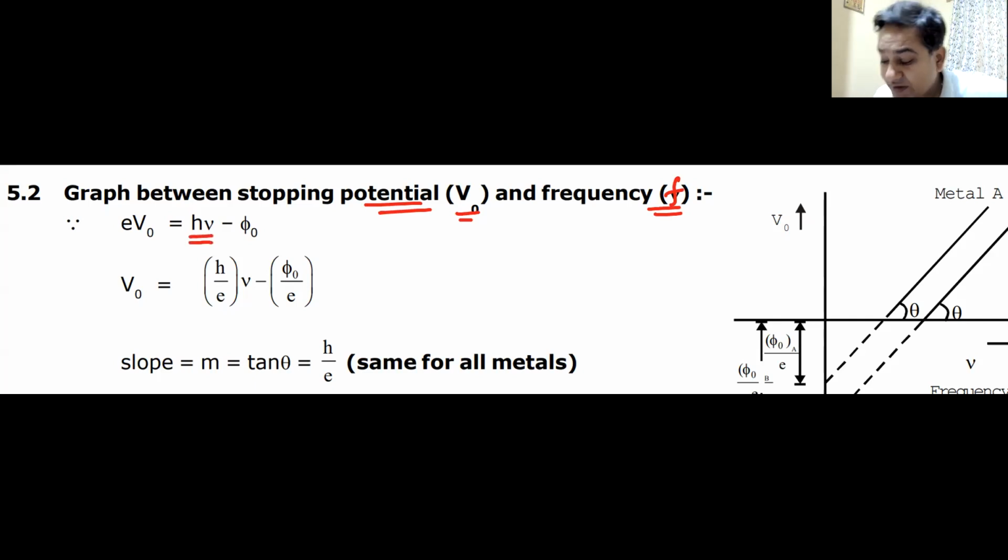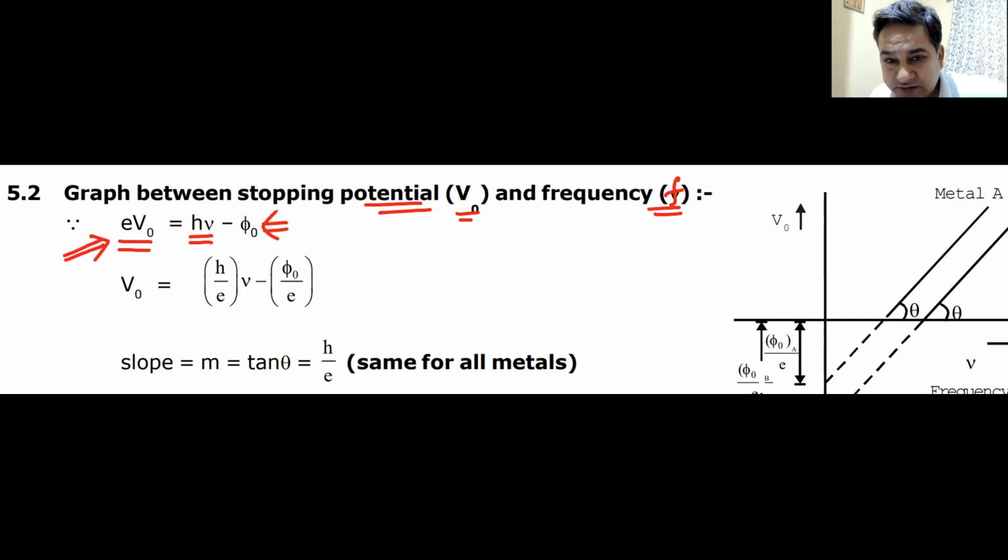So now what I have done here, bacha, nothing very extravagant. HF is already there, yes or no? Phi naught is W naught, it is already there. Instead of kinetic energy maximum, I have just written E into V naught. Where V naught is the stopping potential, yes or no?